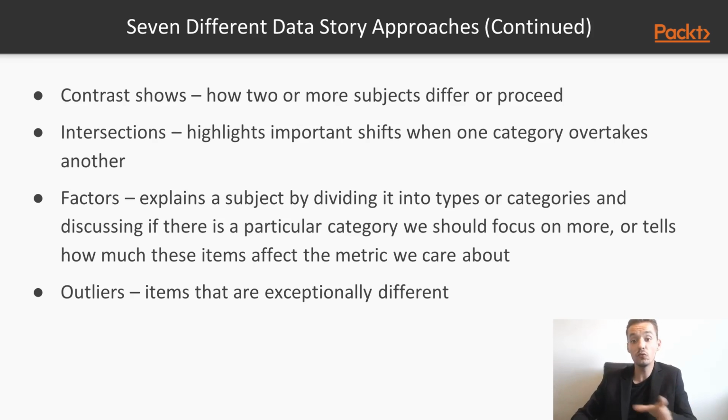Contrast shows how 2 or more subjects differ or proceed. Intersections highlight important shifts when one category overtakes another. Factors explains a subject by dividing it into types or categories and discussing if there is a particular category we should focus on more, or how much do these items affect the metric we care about. Outliers. Usually with scatter plots, they are chosen to display anomalies or things which are exceptionally different.